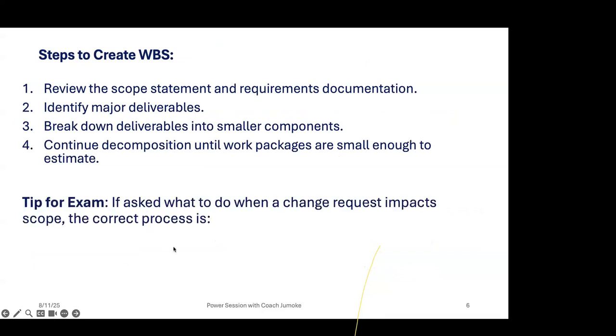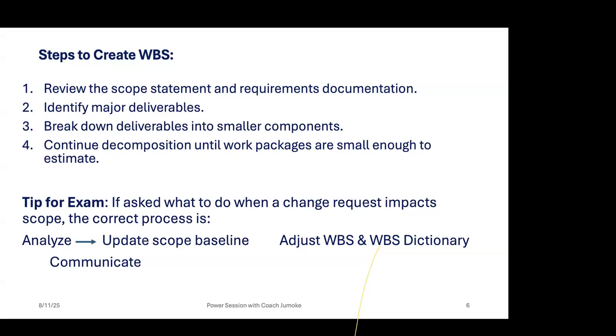For your exam, if you are asked what to do when a change request impacts scope, the correct process is: you analyze, you update the scope baseline, adjust the WBS and WBS dictionary, and communicate it. Sometimes you will see a question that says a change request was made and it will not have any impact on time and cost. What do you do?